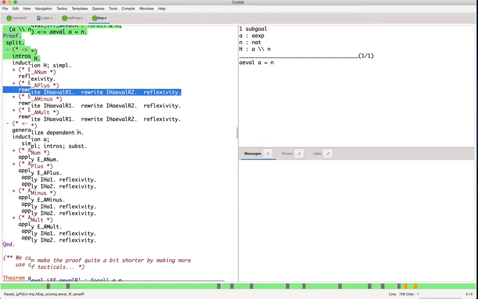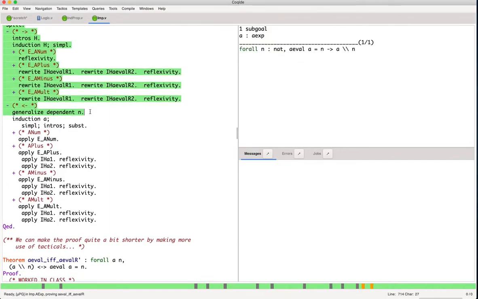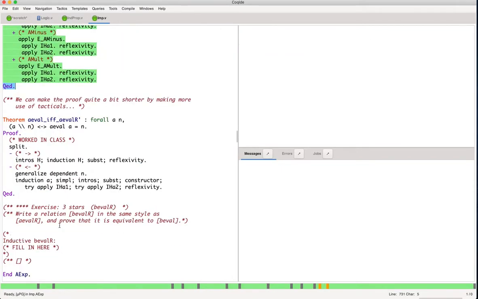In the other direction, the induction is on the expression A. So we need to case out all the different possibilities for what A might be, and that's why we end up with 4 cases for the forms of our arithmetic expression. And then the proofs are basically to use the constructor that's appropriate and then use the inductive hypothesis in each case. Okay, so this is pretty straightforward based on what we've seen before.